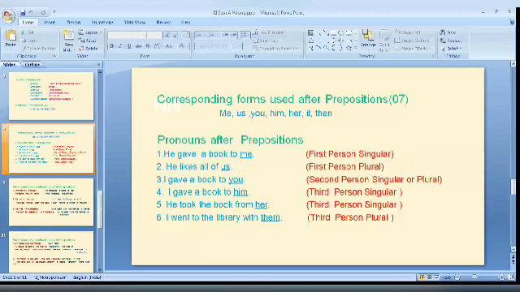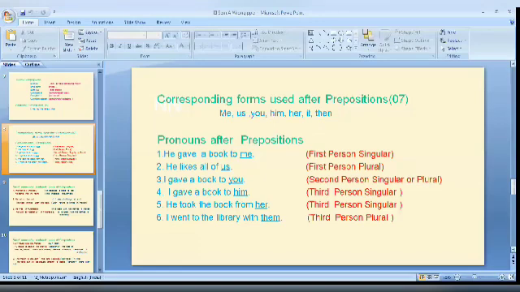And the third sentence: I gave a book to you. Here the corresponding form we are using is you. And here you acts as second person, singular as well as plural, because we use this form both with singular as well as plural. So here we are using the preposition to before you. I gave a book to you.